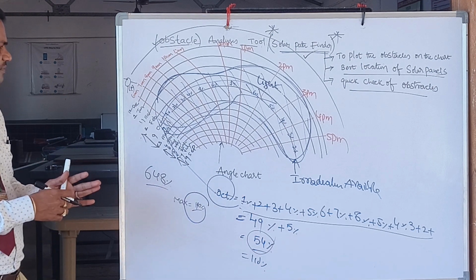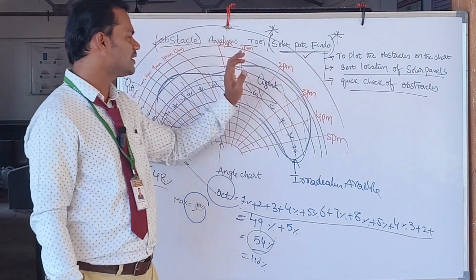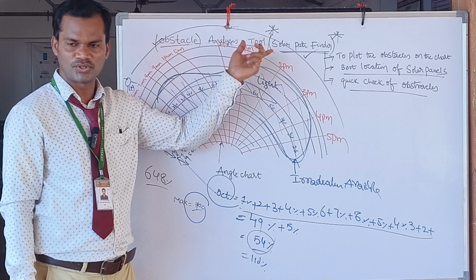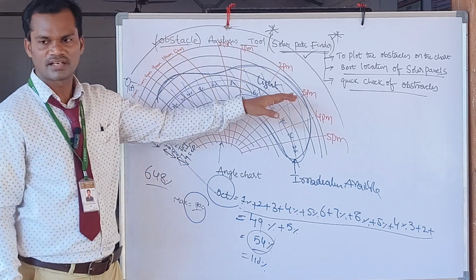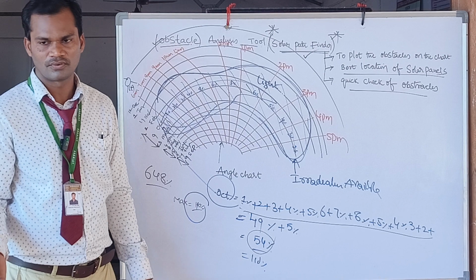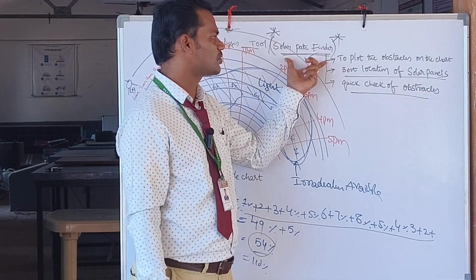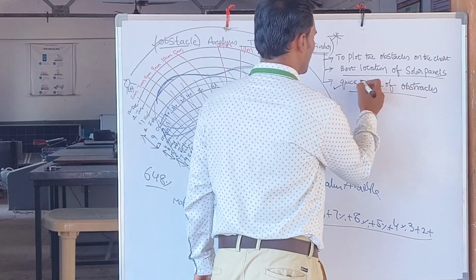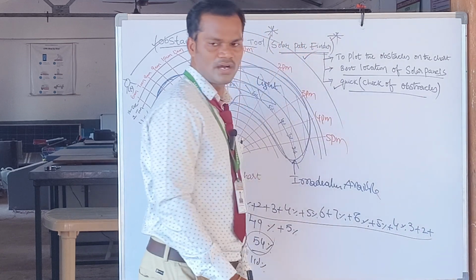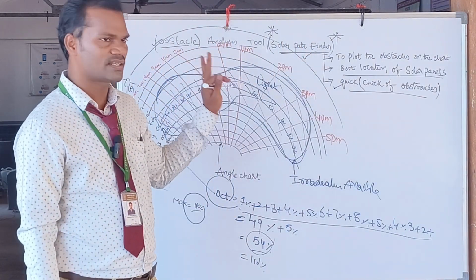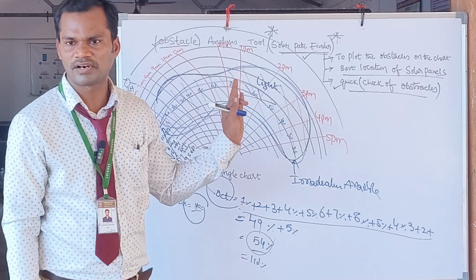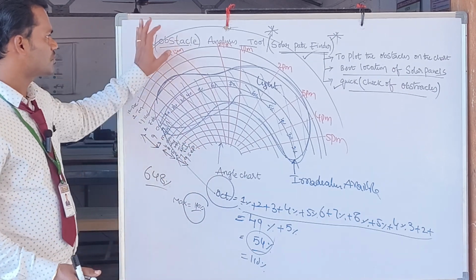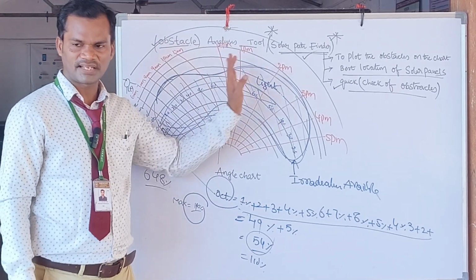Okay, so that clarity will be given by this solar pathfinder. So that's why the solar pathfinder is also called which tool? Obstacle analysis tool. This is going to say where the obstacles are, how much percentage you are going to lose. When you are going to start the installation, you have to make use of this solar pathfinder and make quick checks of obstacles. If we do an analysis like this for the site survey, then the site is eligible for solar plant erection. This is how a solar pathfinder will be useful to erect a solar panel.